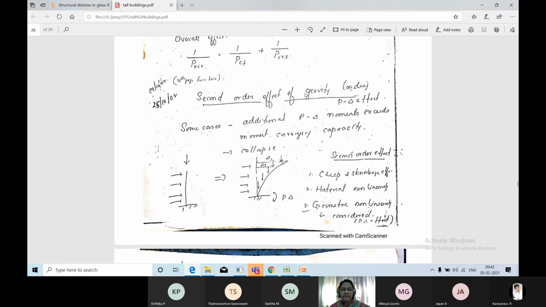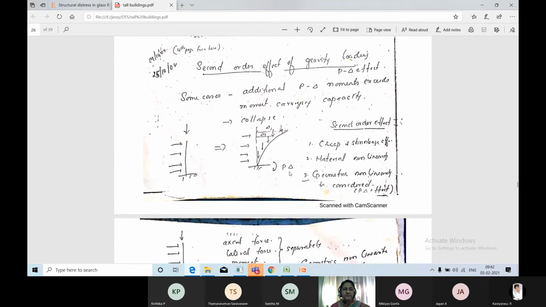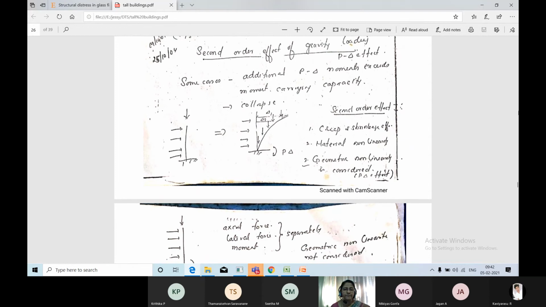One major stability check that you have to do is the 2nd order effect of gravity loading. It is called the P delta effect. P delta effect means, if we can see here, a tall structure is already subjected to a gravity load. In addition to the gravity load, it is also subjected to some lateral loads. So because of this, what will happen? This cantilever will have a sway. It will have a deflection.